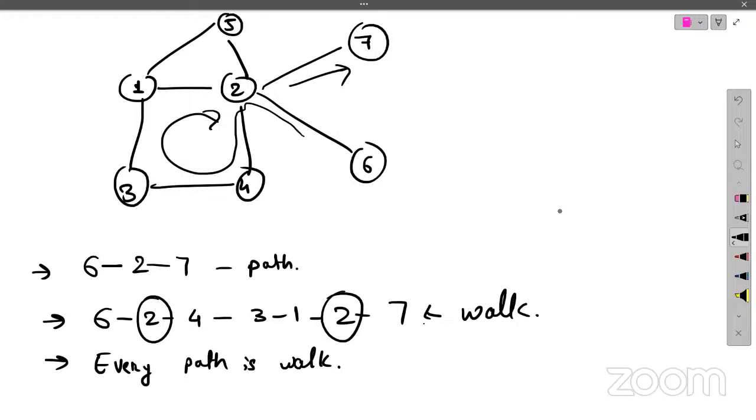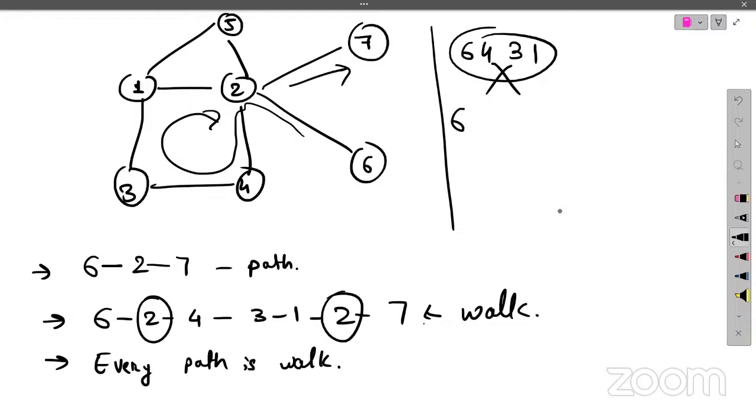Paths and walks are nothing but a sequence of vertices. We have to maintain one sequence, and that sequence of vertices should satisfy the property that every next vertex should connect to the previous one via a single edge, right? Because then only we can move. If you take a sequence like, suppose, 6 and 4, and then 3 and 1, this doesn't make sense, right? Because you cannot go from 6 to 4 using only one edge. You have to go to 2 and then go to 4. So this is the basic definition of paths.